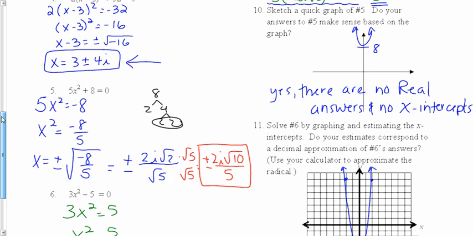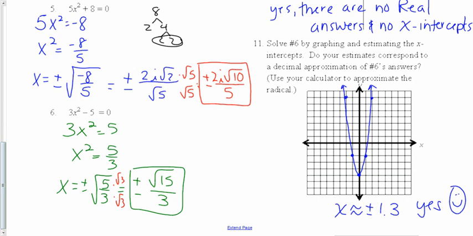For number 6, when I solved by square roots, I got plus or minus the square root of 15 over 3. Number 11 asked me to solve number 6 by graphing and estimating the x-intercepts. So if I graph this on my calculator, or even if I graph it by hand, I can see that I cross the x-axis at 2 places, right here and right here. That's a little bit more than 1 and a little bit more negative than negative 1.